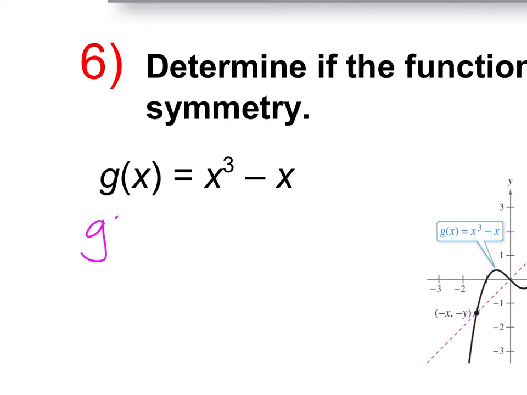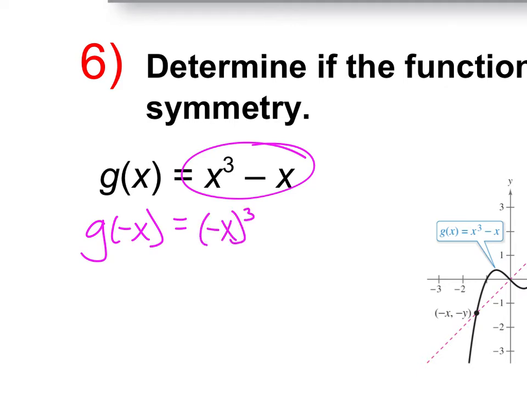So if we do that, determining if they are even or odd and then how they are symmetric, here we would do g of negative x and see if it's the same as this or if it's the opposite of that. And so if we do that, we get negative x to the third minus a negative x, if we just substitute in for x in both of those with a negative x. All right, and then we simplify. So negative to the third power would be a negative x to the third. And then here we'd get 2 negatives, which is a positive x.